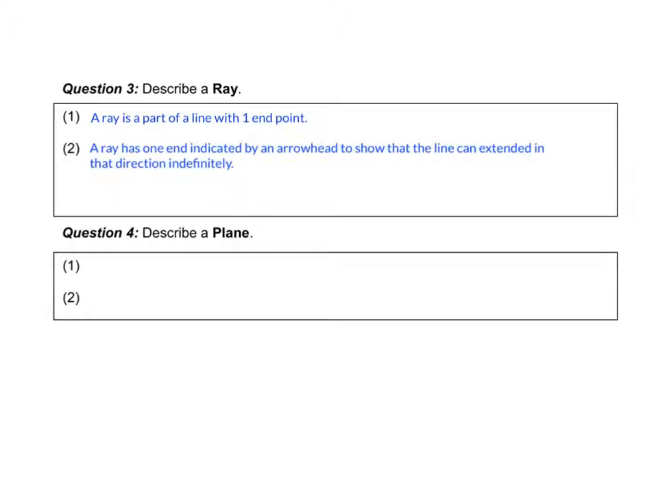If that's the case, then what is a ray? A line segment is part of a line between 2 points, but a ray is part of a line with only one endpoint. From one endpoint, you draw one straight line, and it continues with an arrowhead to show that the line can be extended in that direction indefinitely.